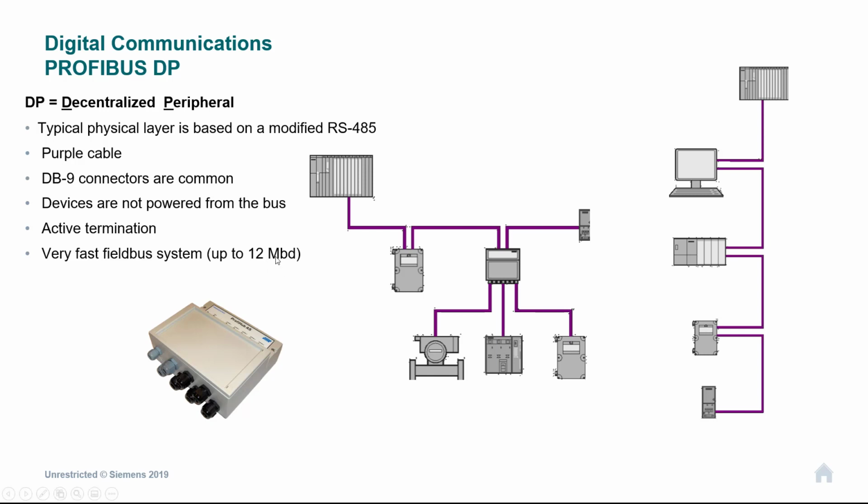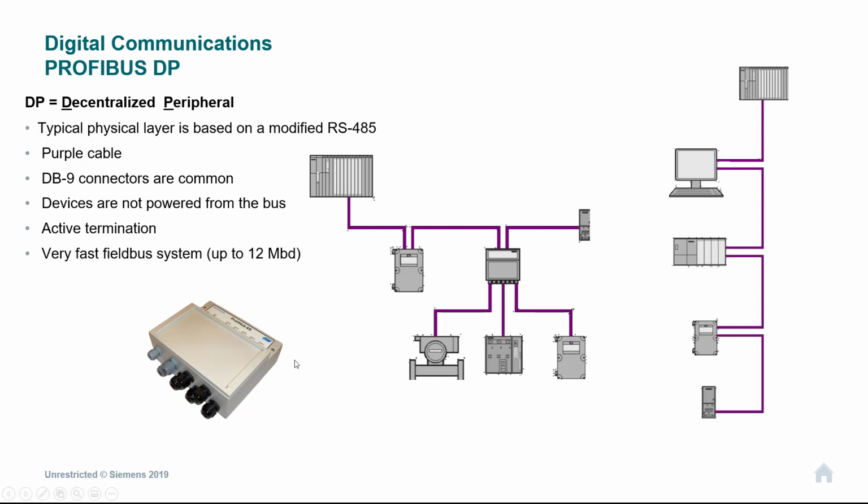You'll see this 12 megabit speed being thrown around. That's okay for short cable runs and networks with a few instruments on. The more instruments you add, and the longer the cable runs that you have, the slower you have to have this speed.